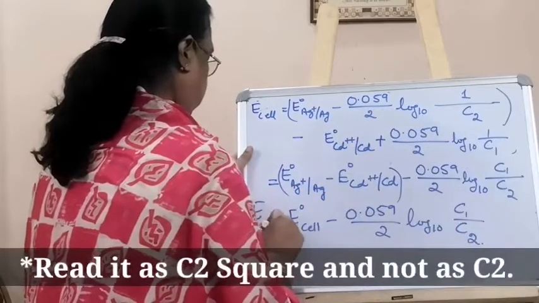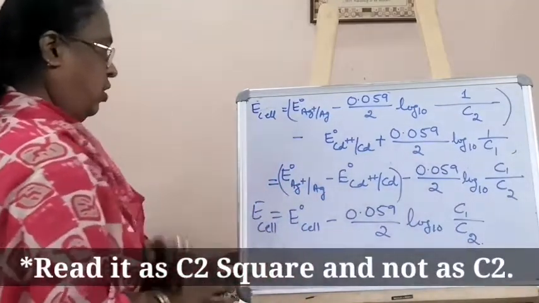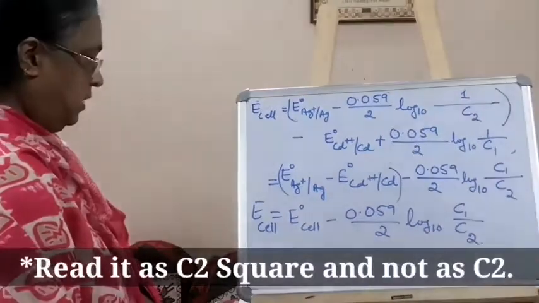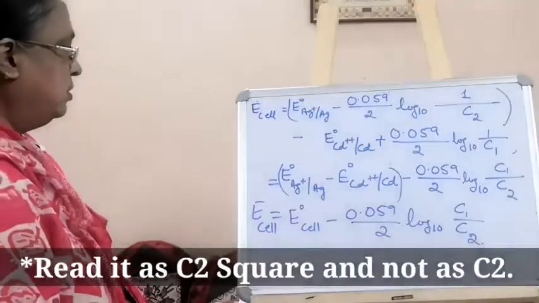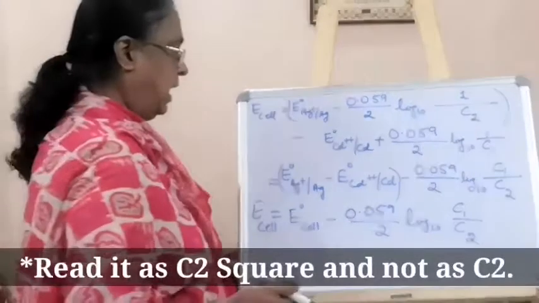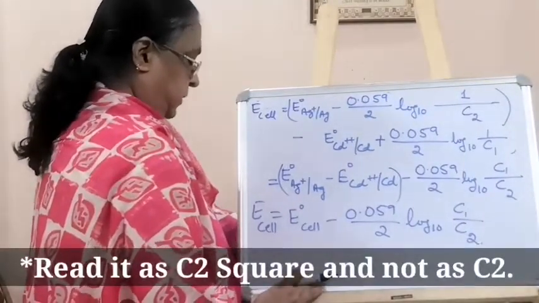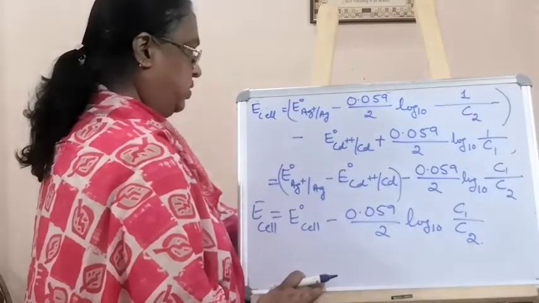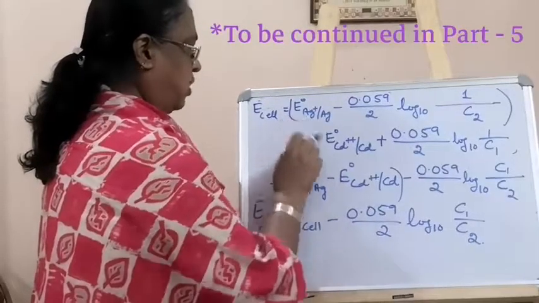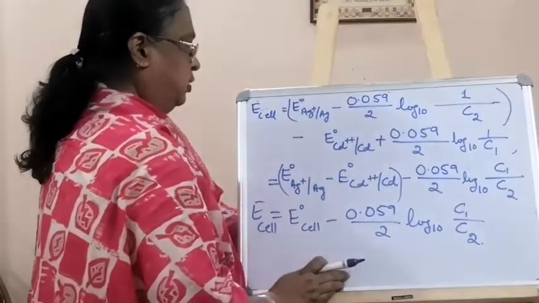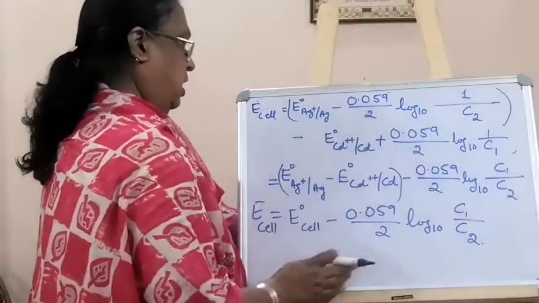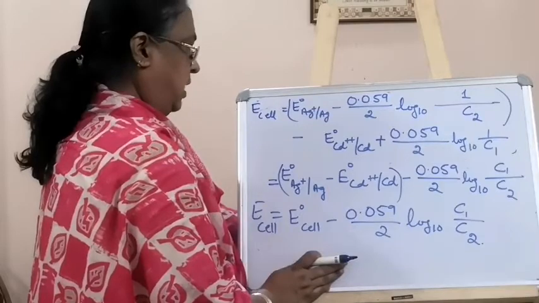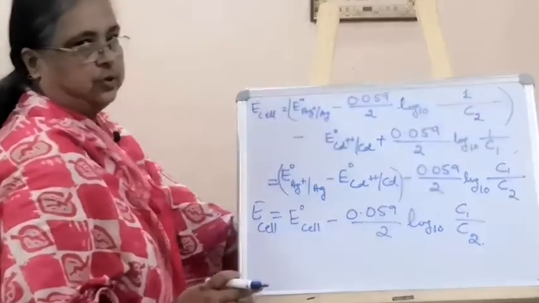This is E cell. So the cell potential of a galvanic cell you can find out when conditions are not standard with the help of the Nernst equation, in two cases: when the metals of the two half cells do not have the same valency, and in the previous case you saw, when the metals have the same valency. So that's all for today.